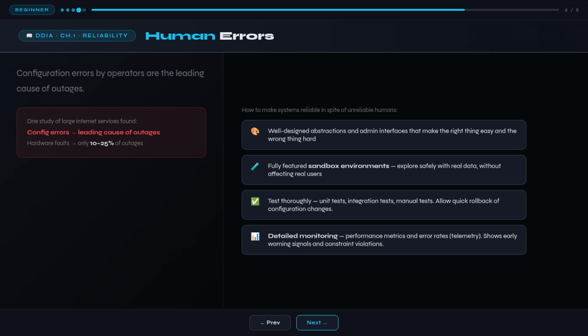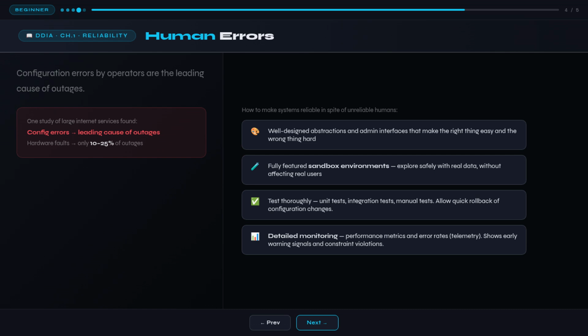Third, test thoroughly at every level. Unit tests. Integration tests. Manual tests of rare scenarios. Automated testing is particularly valuable for covering the corner cases that almost never come up during normal operation, but those are exactly the cases where human error is most likely to cause a mistake that goes undetected.